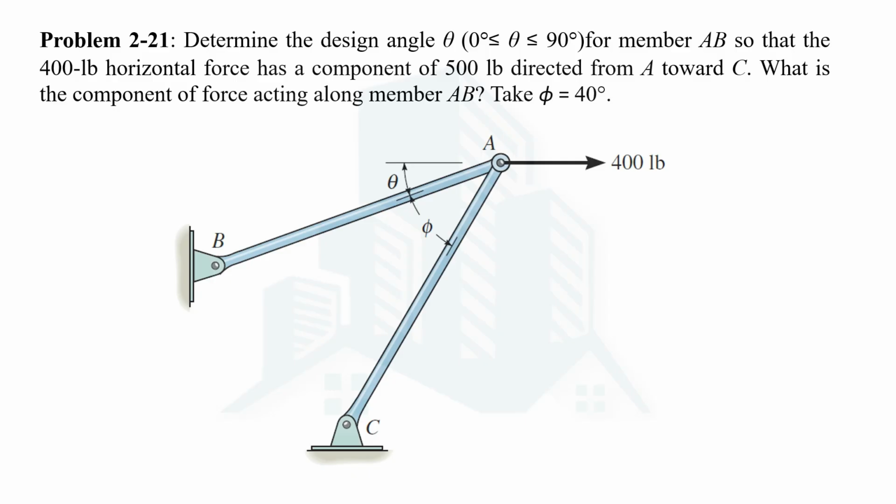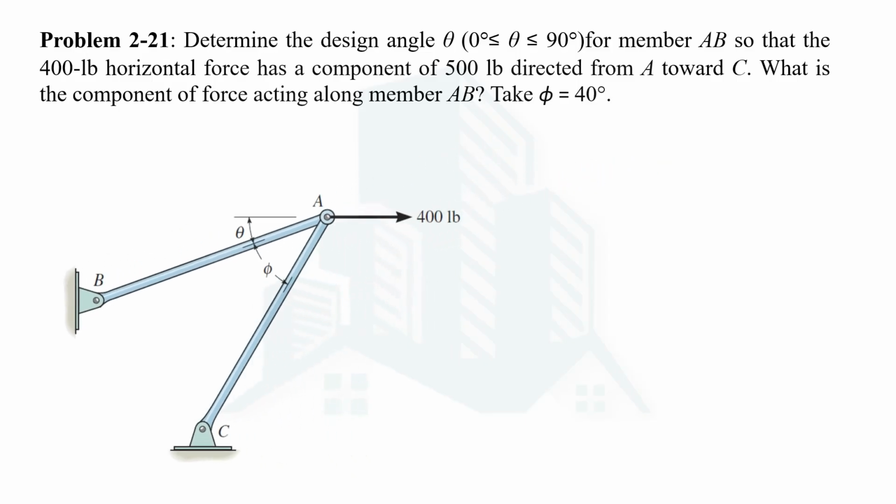so that this horizontal force of 400 pounds has a component of 500 pounds directed from A towards C, and also we are being asked to determine the magnitude of the component of force that is acting along member AB. We are being given the angle between these two members, that is phi, and that makes an angle of 40 degrees. So let's solve this problem.